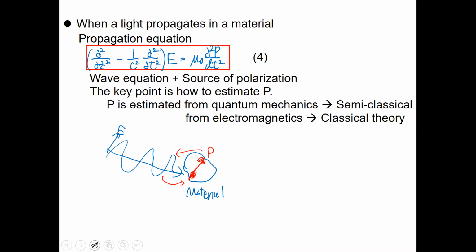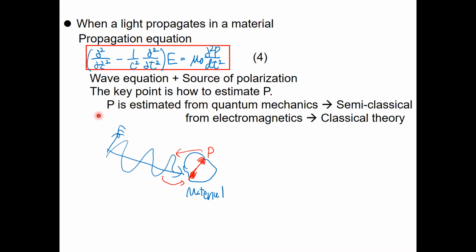As I talked about, the wave equation itself is already one of the most famous partial differential equations representing the wave, and there's not much change for the light itself. However, the polarization inside the material depends on the material. So depending on the materials, this term could be varied. That's why how to estimate the P is a key point.